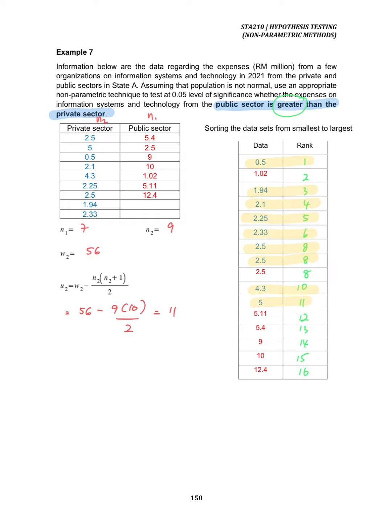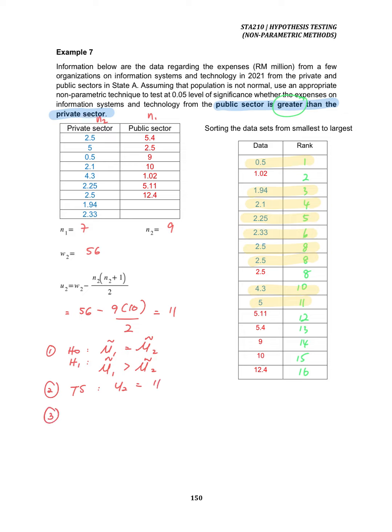Now kita boleh conduct 5 step. Okay, so H0 H1 kita adalah median public, which is N1, equals median private, versus median public greater than median private. Step number 2, our test statistic adalah U2. So U2 equivalent to 11.